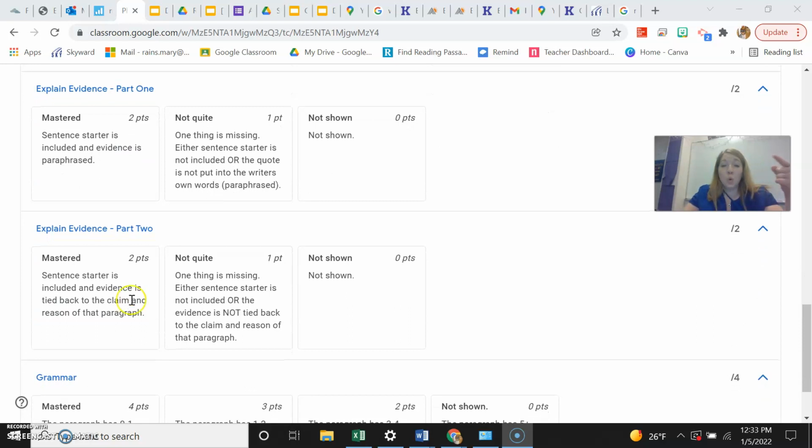Explain evidence part 1 is a sentence starter is included and evidence is paraphrased. So back to what we just did in our detective's notebook, where it said the first sentence is you putting in your own words what that quote means. This is saying you need to include a sentence starter to transition into that, like this quote shows or this proves, and then paraphrase it. If you've done that, you get 2 points.